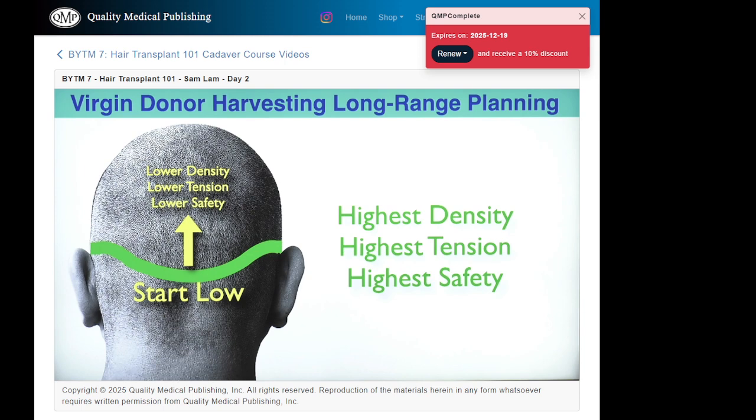I don't think it's really presented elsewhere. But I harvest in the highest tension first, and that's usually low because it's several reasons. As I told you, as you do more and more surgeries, they're going to get more and more tension. So I want to continue to go to lower tension zones when there's more tension. Does that make sense? And I also want to harvest in the highest safety.